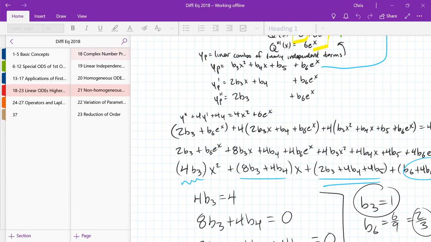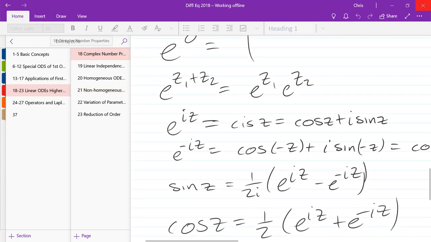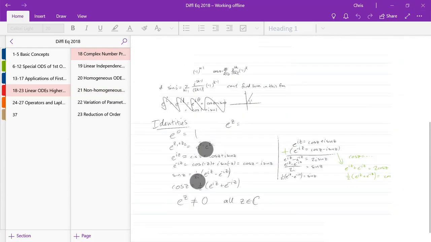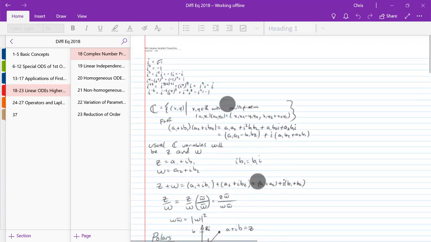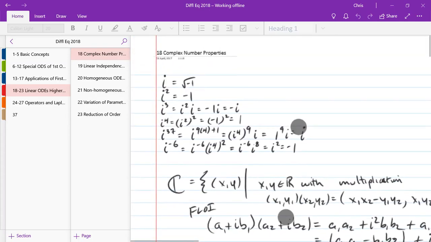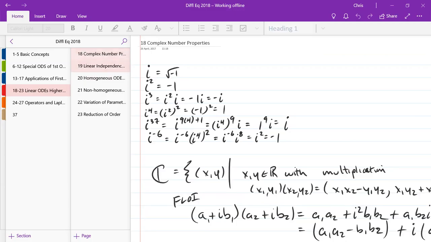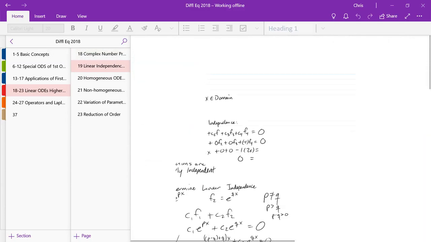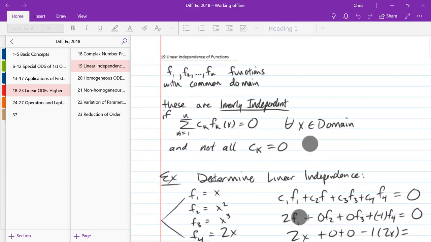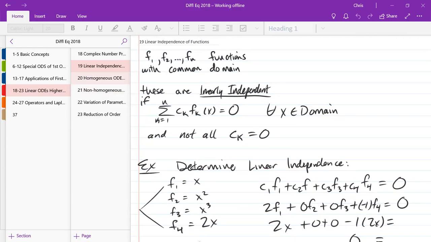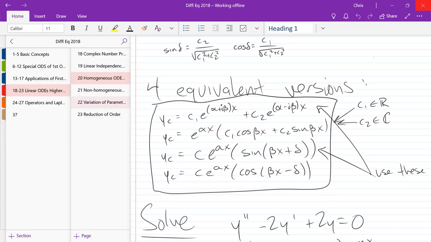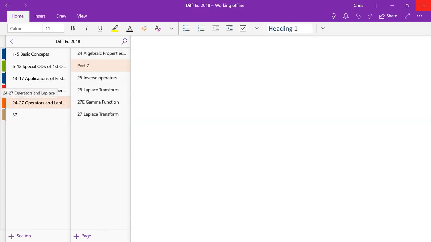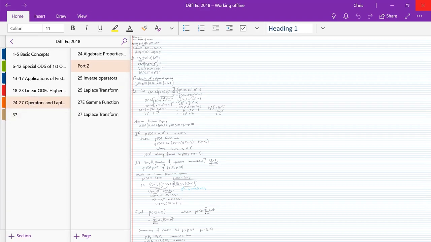So just think of what question can I ask from each of these. Actually, section 18, I think we didn't do any actual differential equations in there. That was just complex number properties, and then we did linear independence of functions. Oh, that's great. Well then, there's really only four sections of differential equations, plus one more over here. So that's one problem per section.